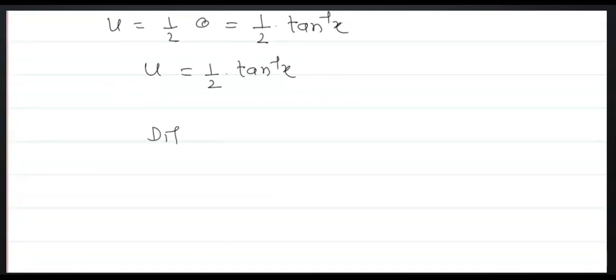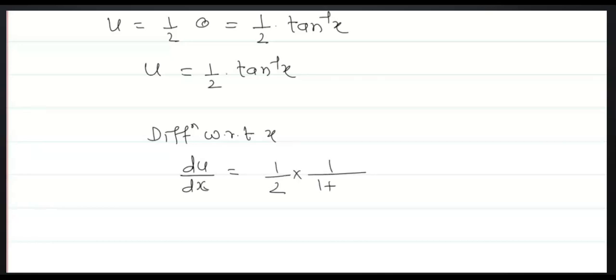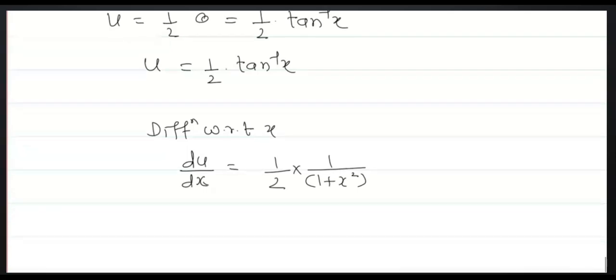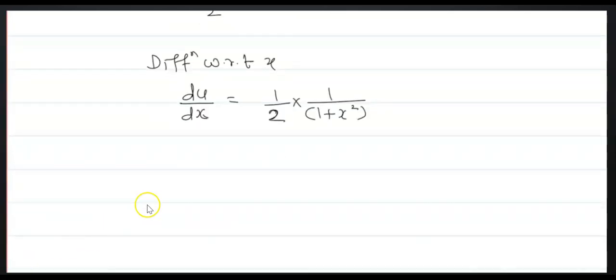Now next, differentiate this with respect to x. Then you will get du by dx is equal to 1 upon 2 into 1 upon 1 plus x square. The derivative of tan inverse of x is 1 upon 1 plus x square.